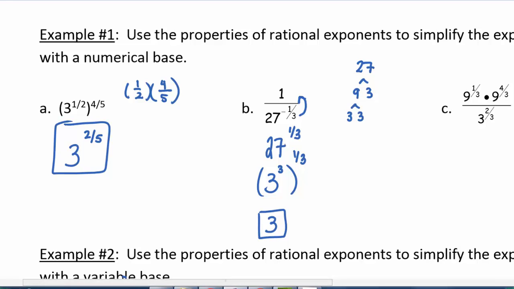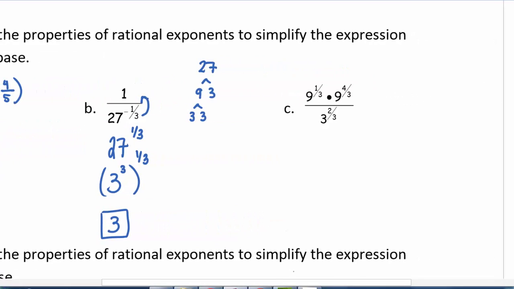Okay, let's move on to part C. So you can only combine things that have the same base. And remember, the base stays the same. So since I'm multiplying two things with base 9, I need to add the exponents. Well, 1/3 plus 4/3, those already have a common denominator. So that is 5/3. And then on the bottom, I have 3 to the 2/3 power.